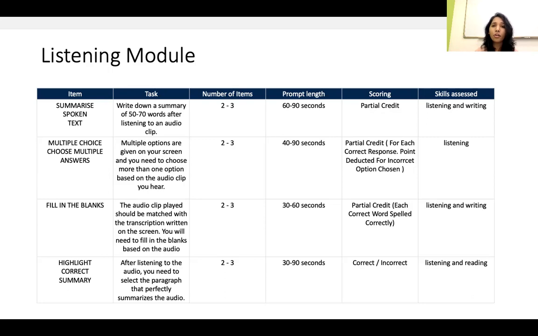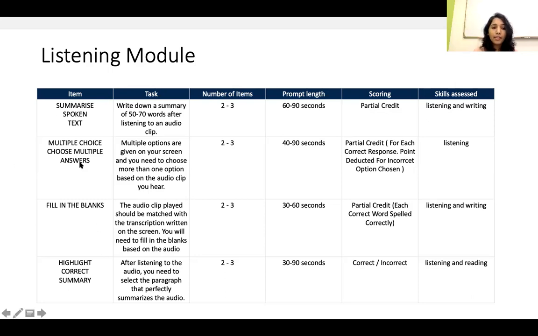You're listening to an audio. Because it's your listening module, your question is always in the form of an audio. So you're listening to an audio and a question is asked based on the audio that you're listening to.